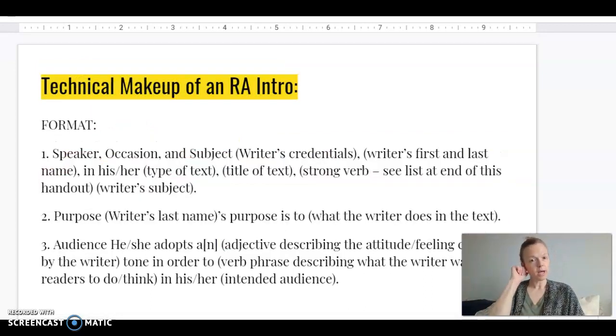Okay, so we looked at this. This was taken straight from that one packet that I would refuse to call a packet. I think I would call it like the compilation of something really wonderful papers. Anyway, you guys probably remember. This is taken right from that, and I like it because it has that technical stuff of it. If you are following the technical makeup of this RA, you could be writing a good one, but it includes like strong verbs. There was a list on that handout, and I'll find some way to upload that handout here in Google eventually so that you have it.